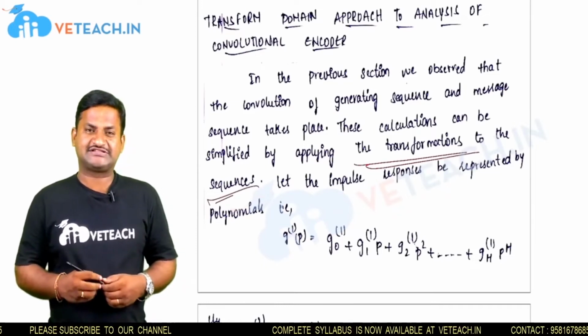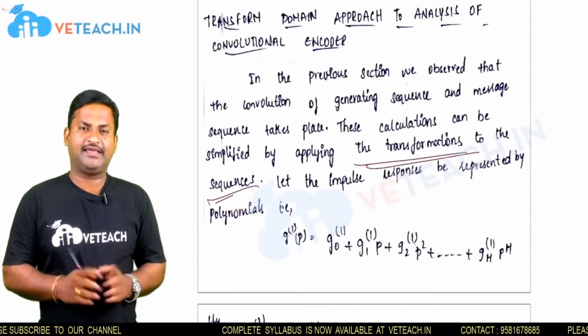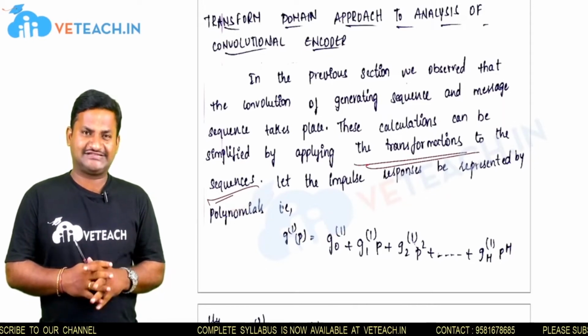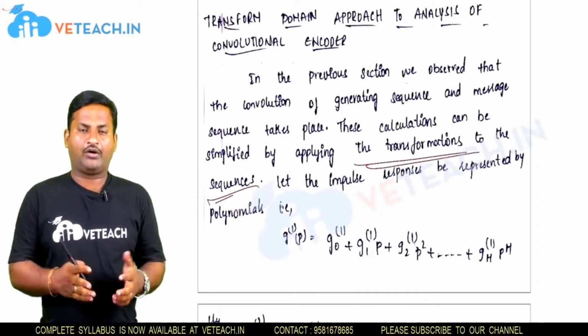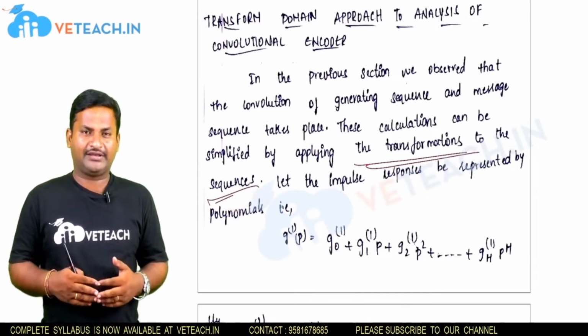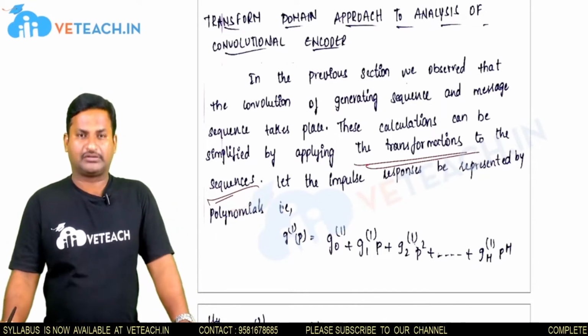How can the transformations be applied to the sequences? Simple. These responses are represented by polynomials. That is the basic difference between the time domain approach and the transform domain approach. How we can generate a polynomial and how we can represent a polynomial, we already learned in linear block codes.